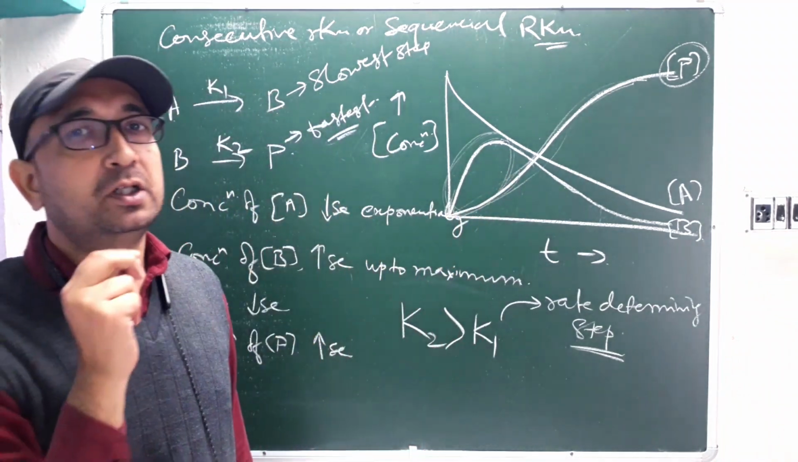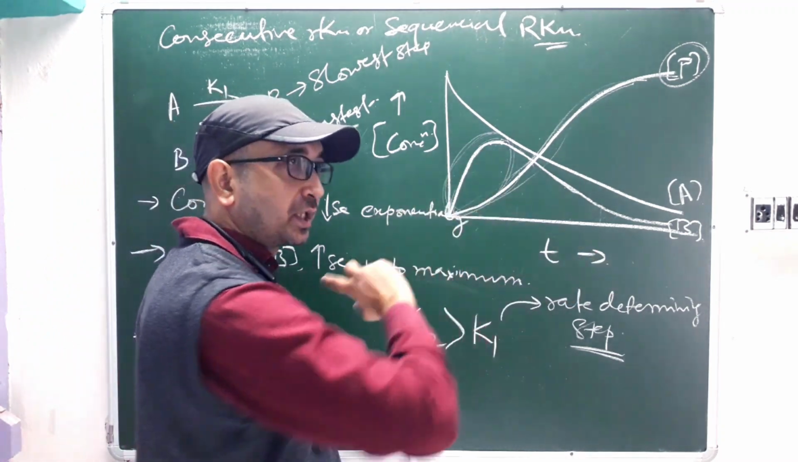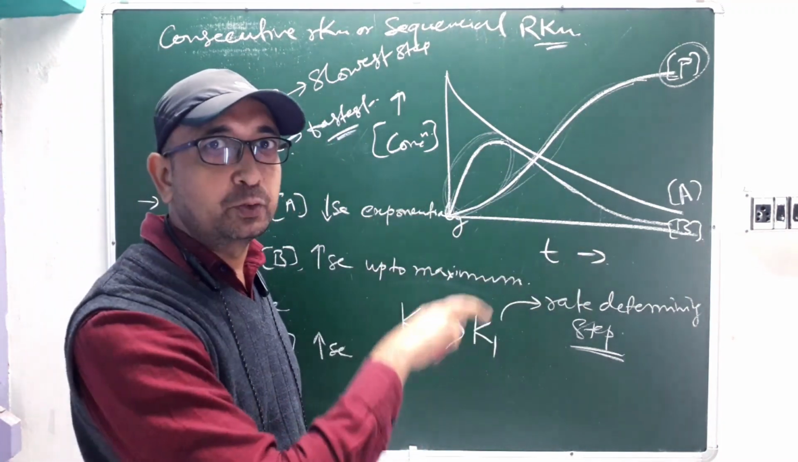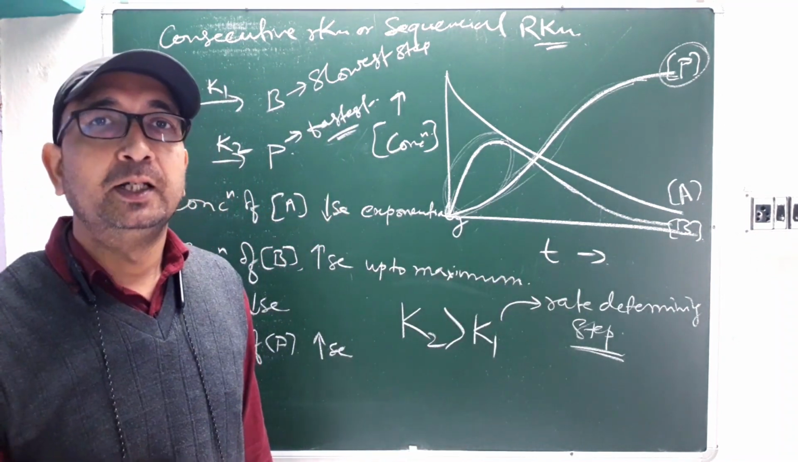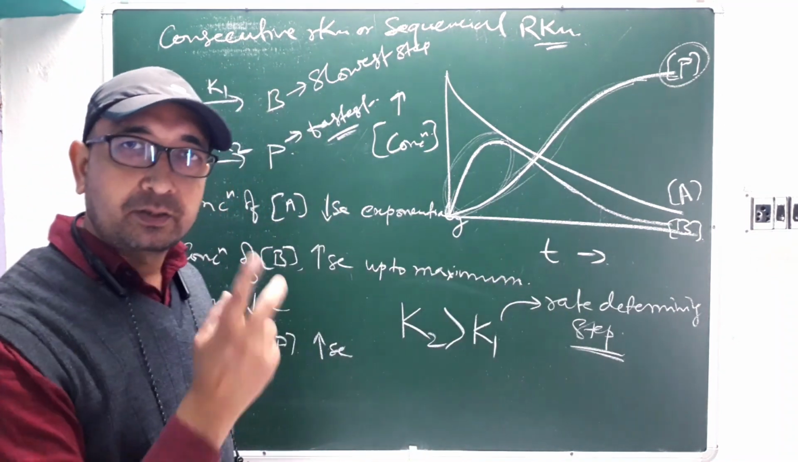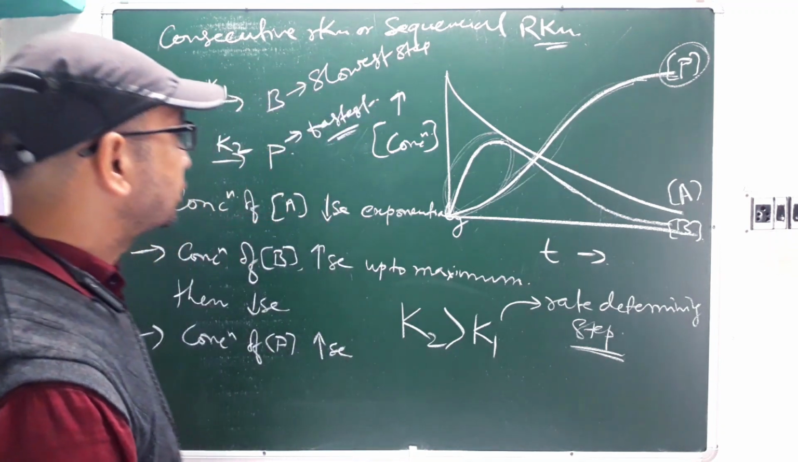But in the book or in the question paper, whatever they ask, they will compare one or two graphs. Based on that, they will ask which rate constant is faster and which rate constant is slower. We have many questions from PYQs, we'll solve them, don't worry. So this is one condition.